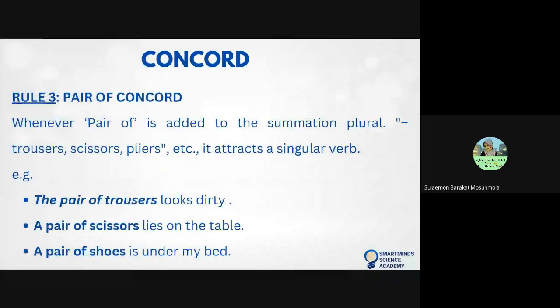The next rule is the pair of. When pair of is added to the summation plural, then it attracts a singular verb. The pair of trousers looks dirty. A pair of scissors lies on the table. A pair of shoes is under my bed.